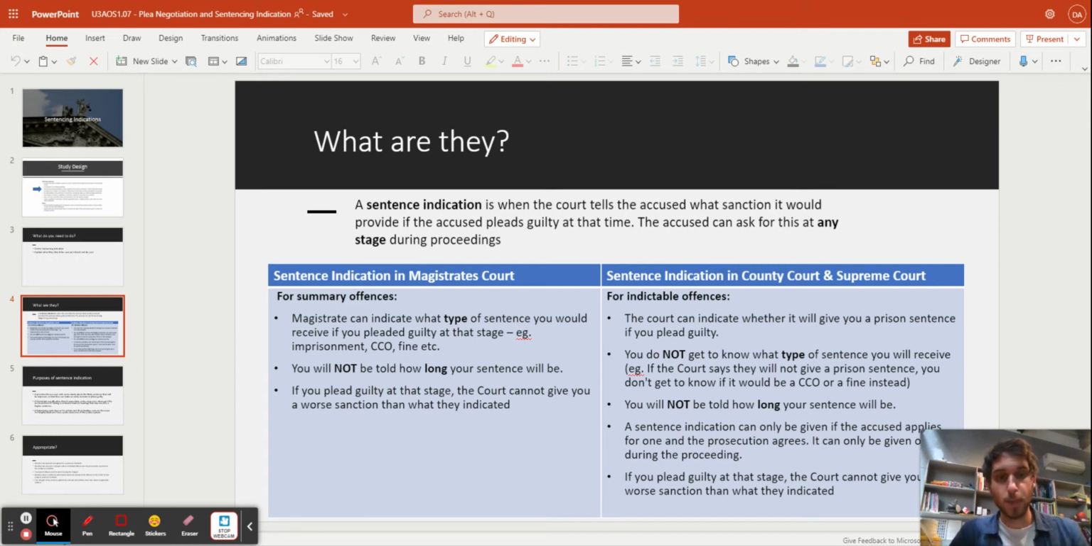They're not allowed to. In the higher courts, you can only get a sentence indication if you apply for it and the prosecution has to agree. And further than that, you can only get them one time. So really, the difference between a sentence indication in the magistrate's court and the County Court is that it's a bit more limited what you can get in the higher courts. Less information is available to you.